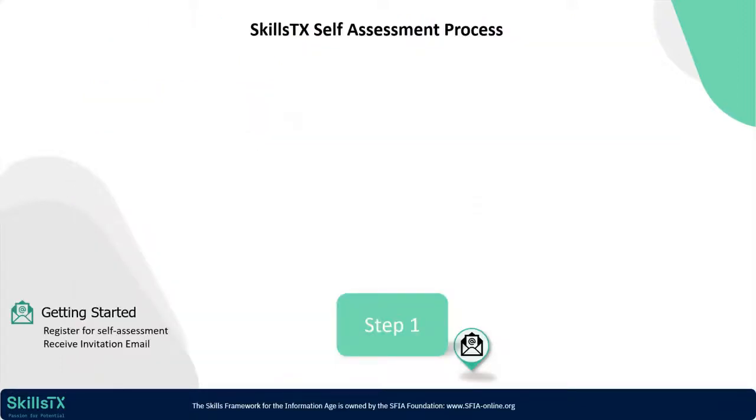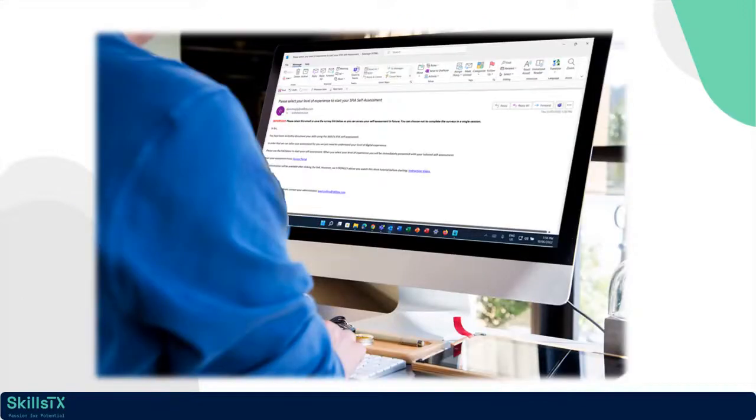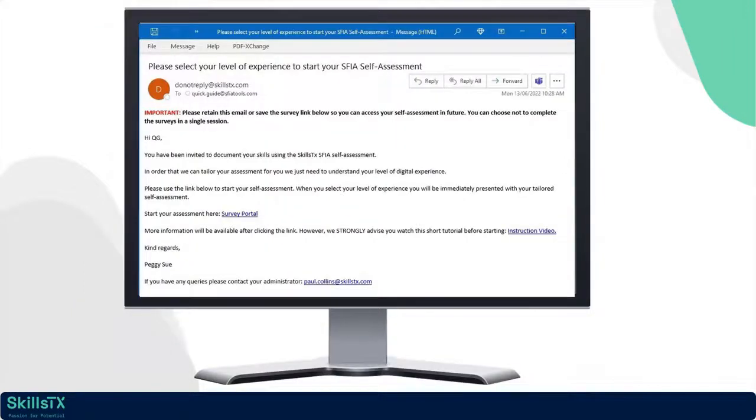Step 1. Getting started. The assessment survey link is included in the email you received after registering. Please keep this email because you may need it again for restarting the surveys if you decide to pause or stop before finishing. Click on the Survey Portal link in the email when you're ready to start.